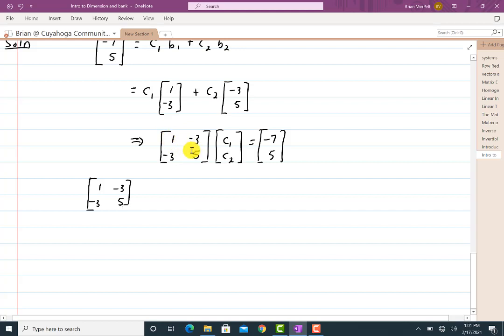Remember, if I take these diagonal elements, the product is 5, and then I subtract the product of these diagonal elements, that's 9. So 5 minus 9 is not 0. That's all I care about, that it's not the 0 number. Then we know that the matrix is invertible. Make sure that you multiply on the left of each side.